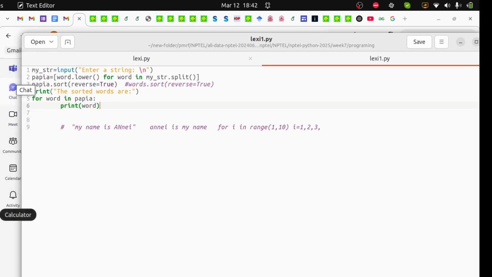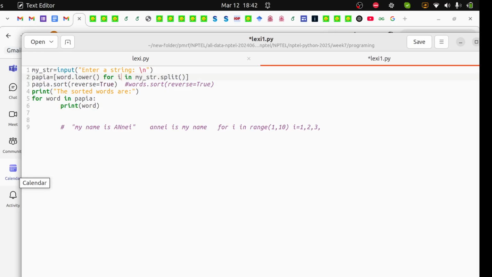Actually, from your discussion I understood that if I use a range function with a for loop, I can use any letter, like for i in range of 1 to 10, or j in range of 1 to 10. But if I'm working with simple sentences and words, is word essential? If I write for i in Papia, print i, it won't show output, right?